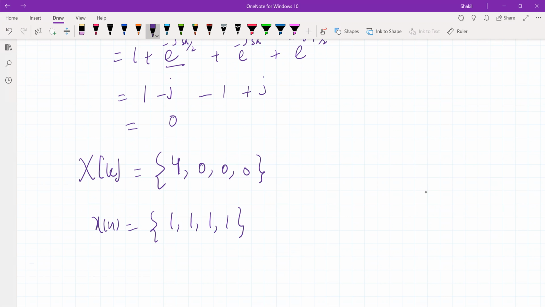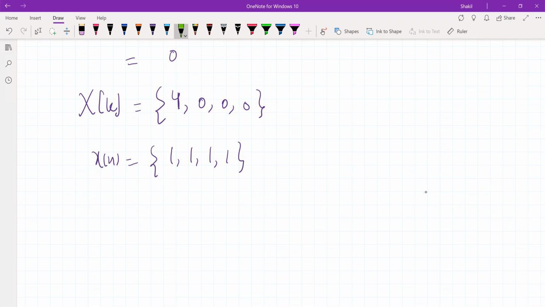This is a very, very important point. Please pay attention to what I'm going to say next. See, x of n is a constant signal. You can check, we already plotted x of n. This is a constant sequence. So this is our sequence, the sequence we have got. So this is a constant sequence.